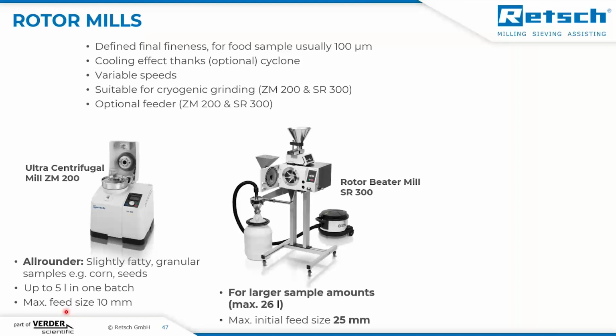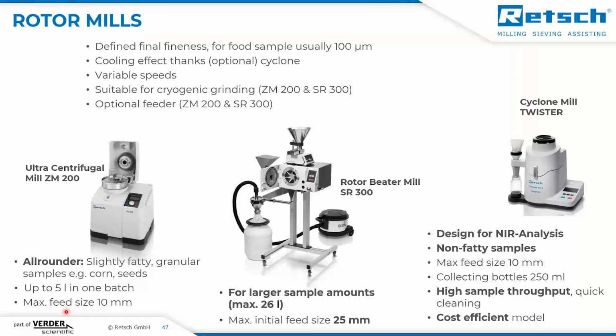The larger system is a rotor beta mill SR300 for sample amounts up to 26 liters and a maximum feed size of 25 millimeters. So feedstuff pellets can be ground here as well. And specifically designed for NIR analysis is the cyclone mill Twister, which is for really non-fatty samples. Fatty samples will block it.